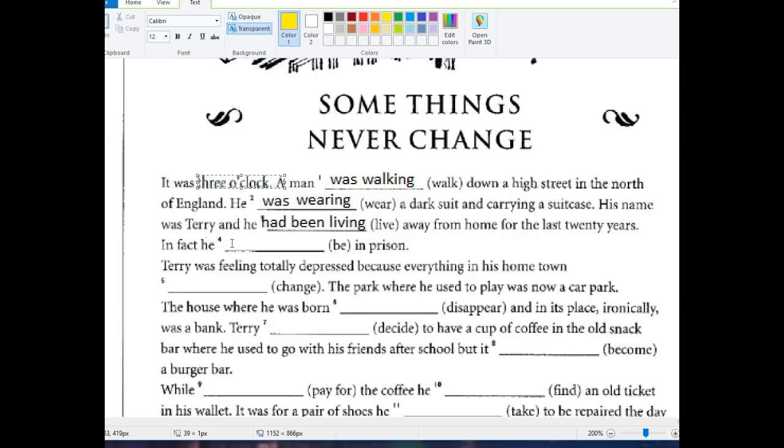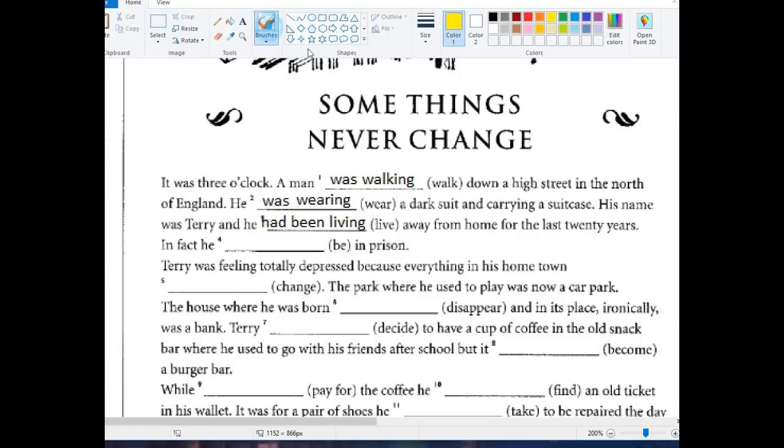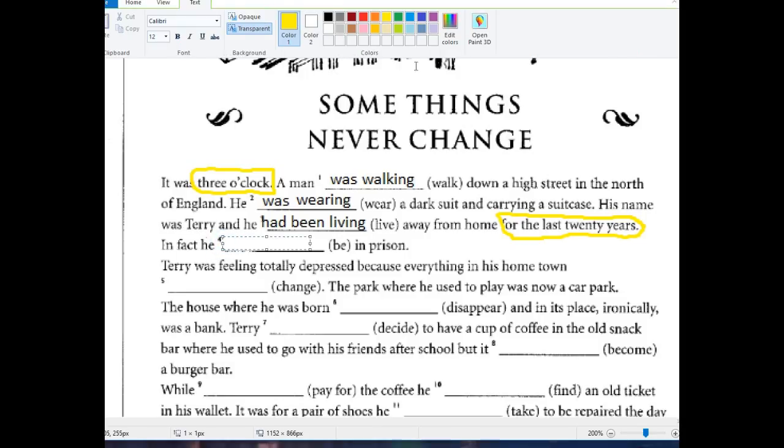So here we have, and he had been living away from home for the last 20 years. And for the last 20 years means it must be past perfect. In fact, now, when was he in prison? Was he in prison after 3 o'clock or before 3 o'clock? Of course, it was before 3 o'clock. It was for the previous 20 years before 3 o'clock. So, in fact, he had been in prison.